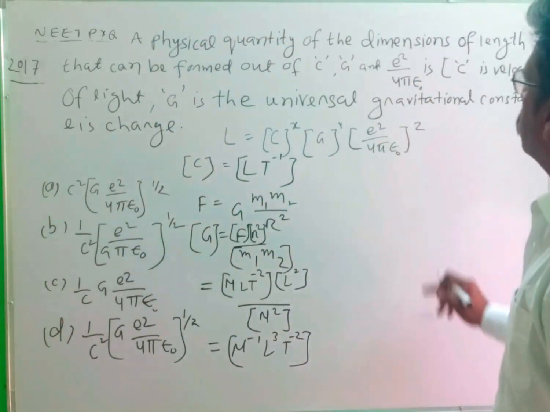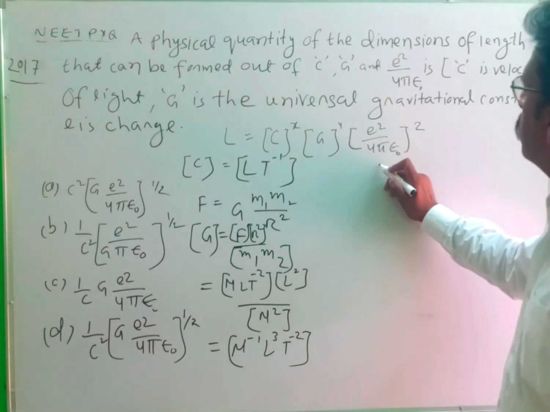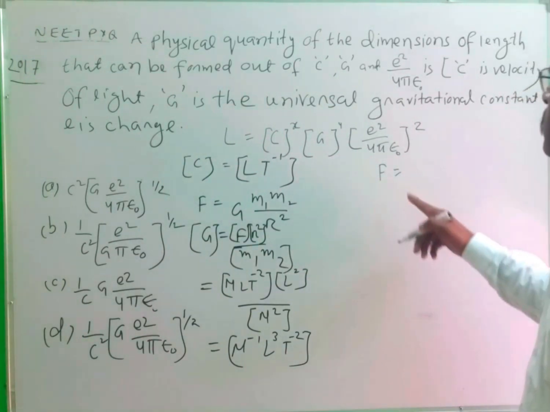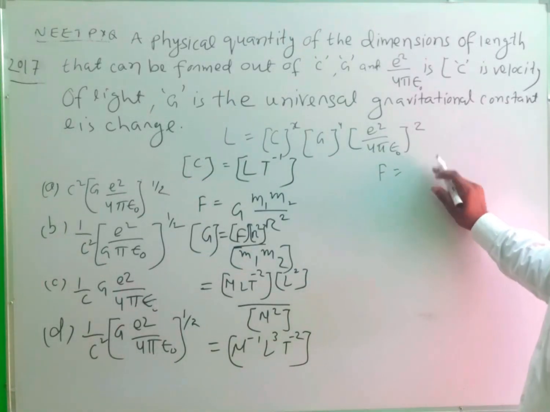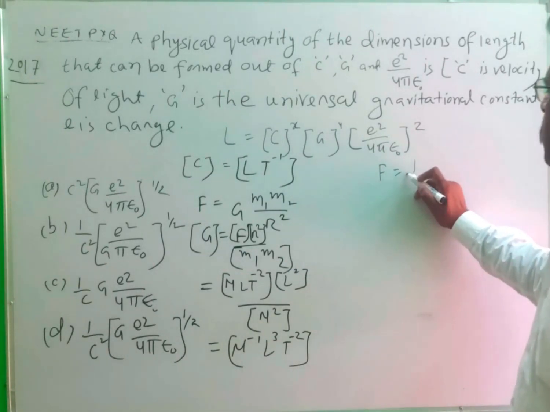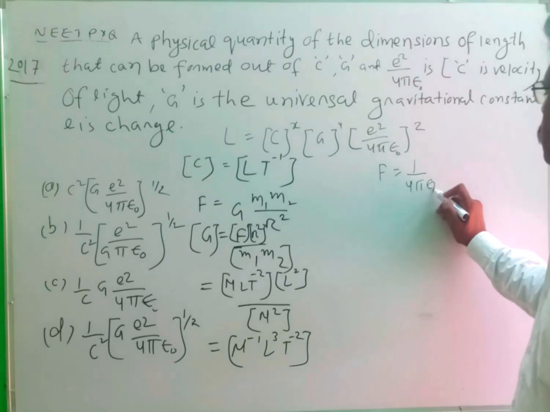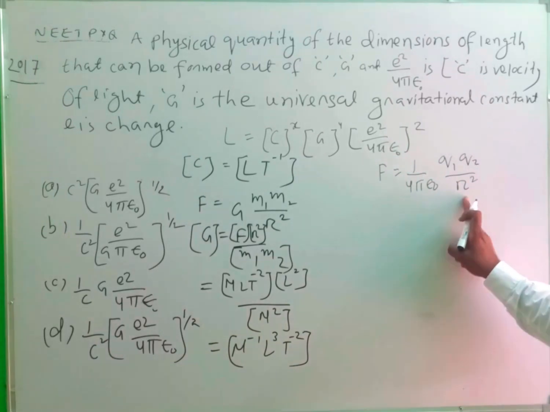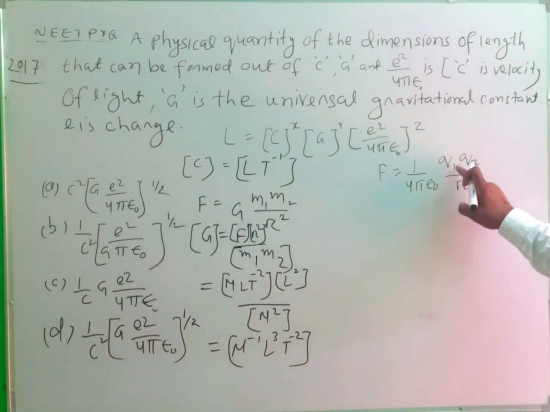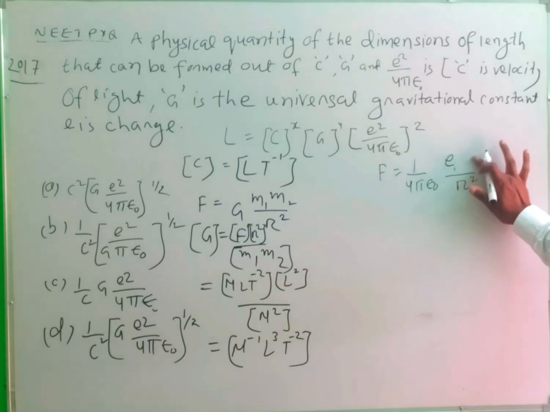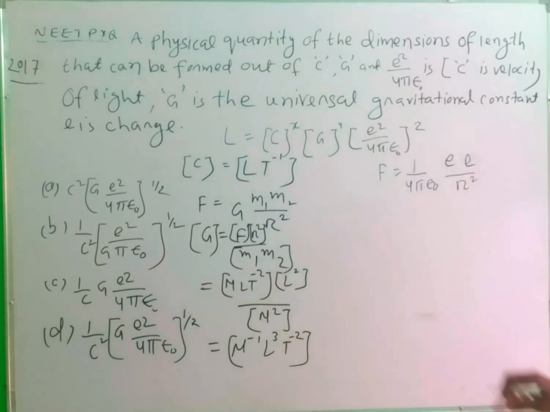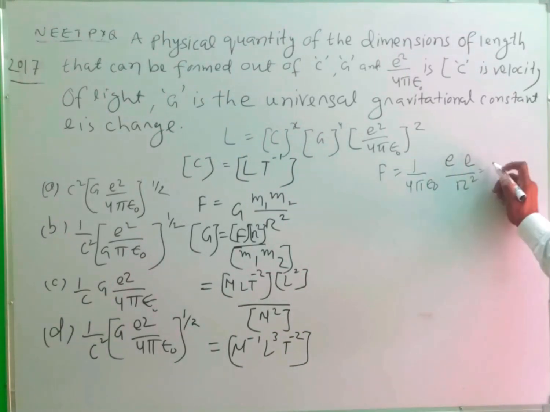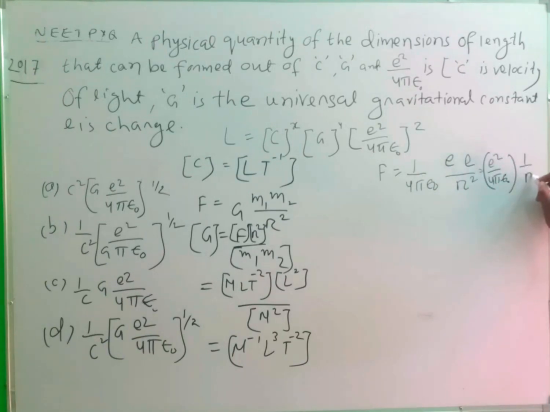And what about e²/4πε₀? We know from Coulomb's law that the electrostatic force of attraction between two charges is given by 1/4πε₀ times q1 q2 by r², when the two charges are separated at a distance r. Okay students, we may write this q1 as e and this q2 is also e while considering their dimensions, so this becomes e²/4πε₀ into 1 by r².